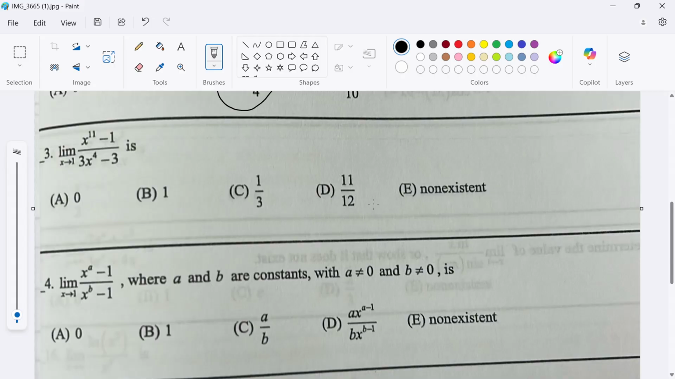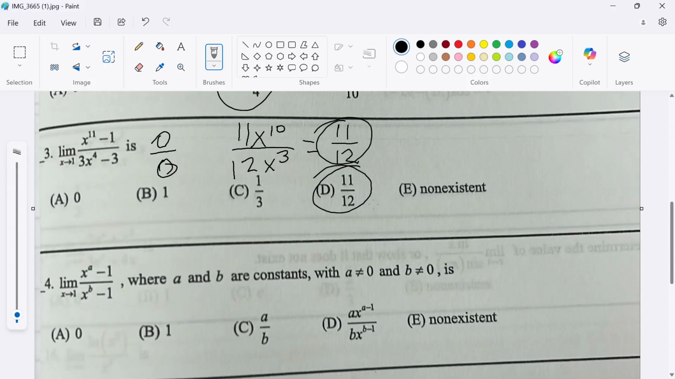This one, 1 to the 11th, 1 to any power is 1. 1 to the 11th is 1 minus 1 is 0. 3 times 1 to the 4th is 3 minus 3 is 0. That's an indeterminate form. So I can apply L'Hopital's rule. And that says I have to take the derivative of the top and the bottom. Derivative of the top is 11x to the 10th power. Derivative of the bottom is 12x to the 3rd power. And then try applying the limit. This is limit as x goes to 1. 11 times 1 to the 10th is 11. 12 times 1 to the 3rd is 12. The limit is 11 twelfths.